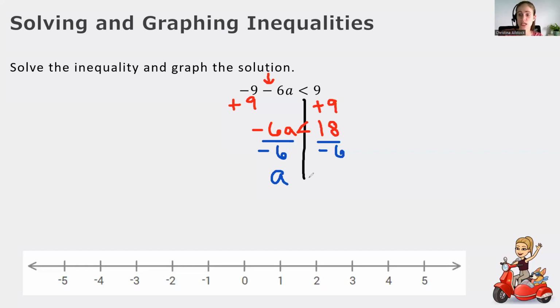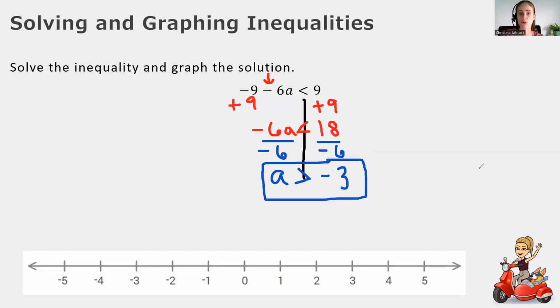And then remember, when you're dealing with inequalities, if you multiply or divide by a negative, you have to flip your inequality symbol, because that negative is saying, hold up, it's the opposite. So we need the opposite symbol, turning it to greater than. We have 18 divided by -6, which will result in a -3. So we have now solved our inequality. A is greater than -3.